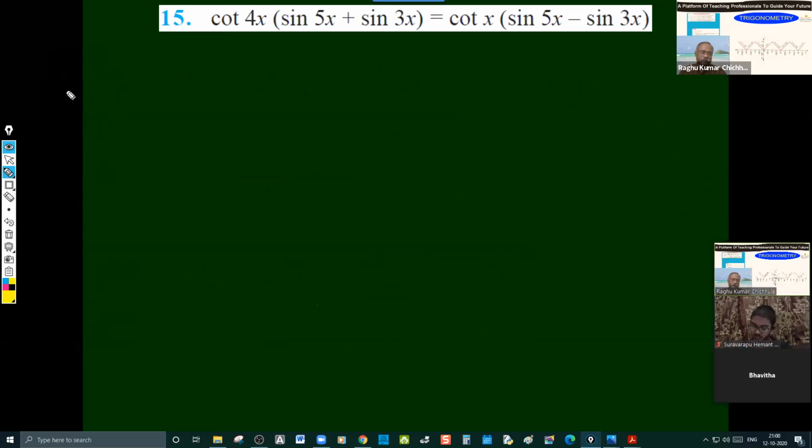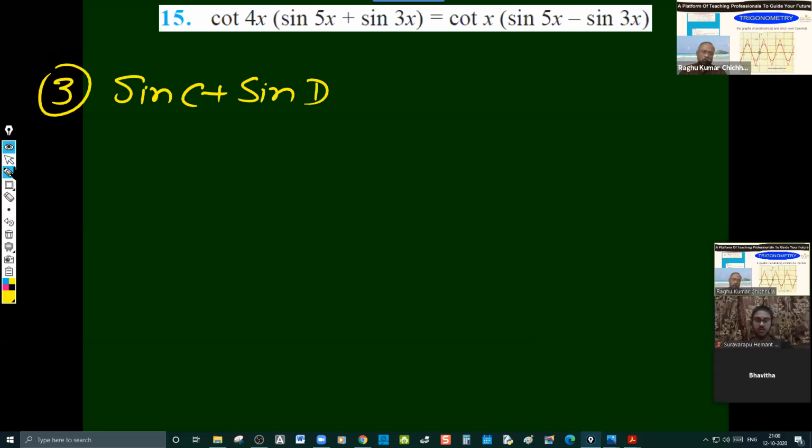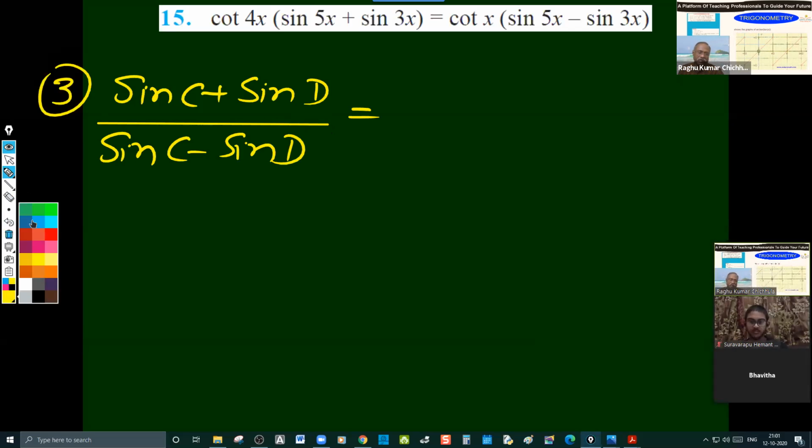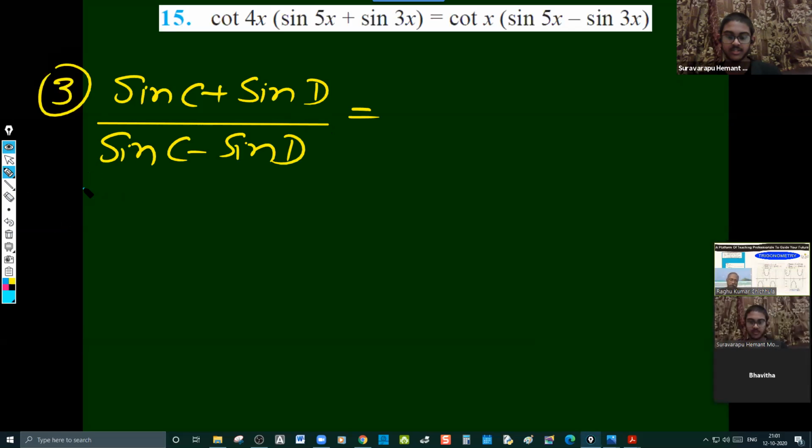Number 3. Sine C plus sine D whole divided by sine C minus sine D. Mind calculation, please. Both of you. What is sine C plus sine D? Or otherwise, if you want me to write, I'll write, but you tell me what is sine C plus sine D, please. Formula. 2 sine C plus D by 2 cos C minus D by 2.